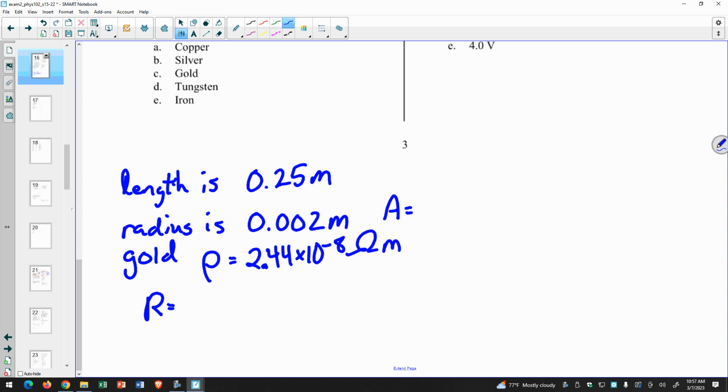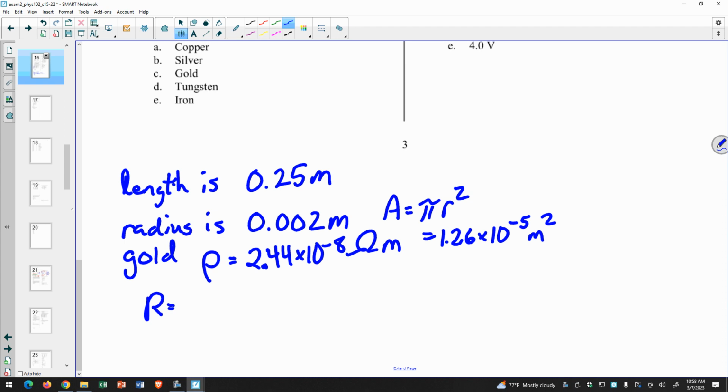That's almost exactly what the text says. And so first you find the area. The area is equal to pi times r squared. So the area of this wire is going to be pi times 0.002 squared, and I get 1.26 times 10 to the negative 5. That's in square meters.